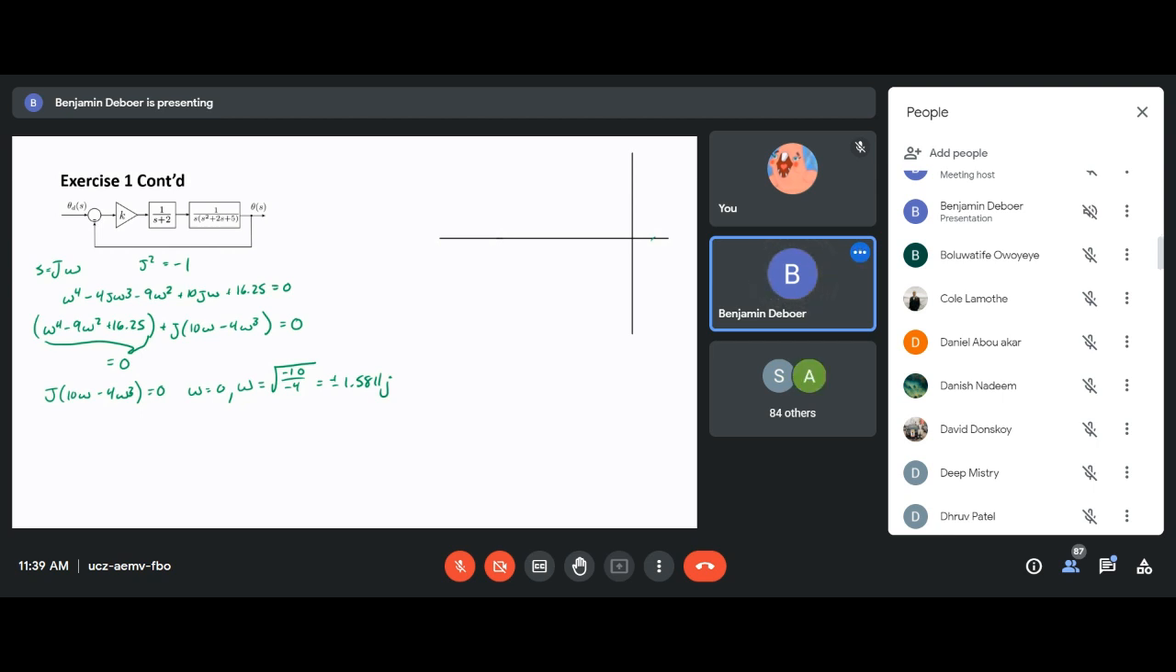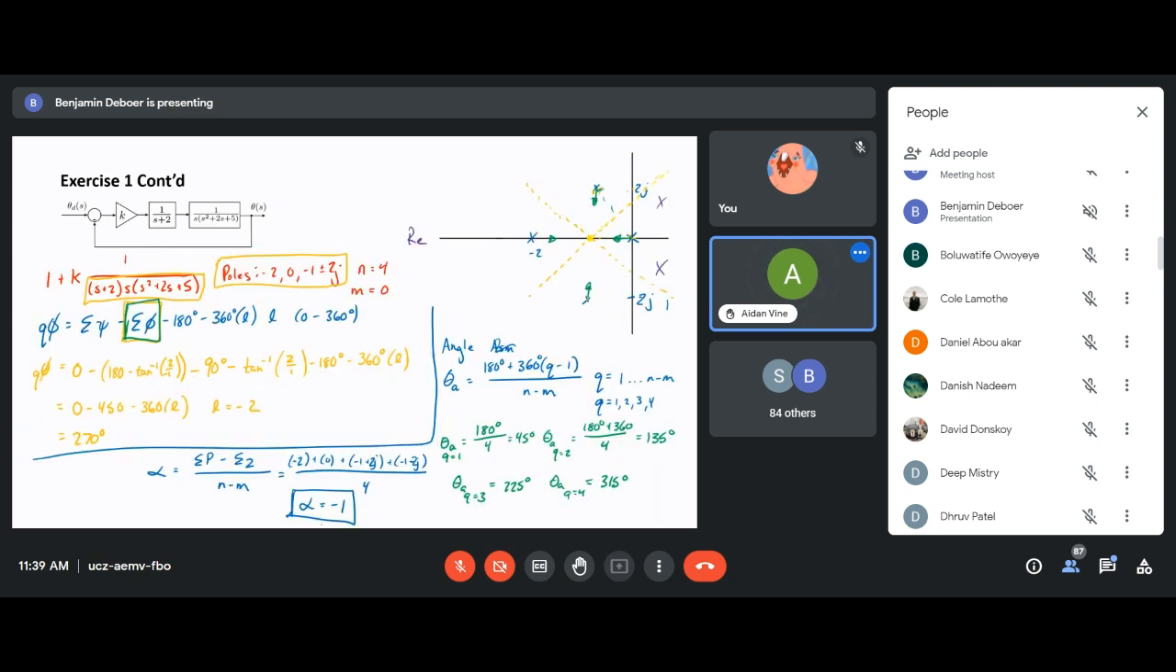Yes, Aiden? Back when we were grabbing the original angle of 270, were we doing that from a specific point or just the angle of all of them? Here, right? Because you originally said a specific point, and then you said no. I'm just trying to clarify that. Yeah, sorry. So I messed up initially.